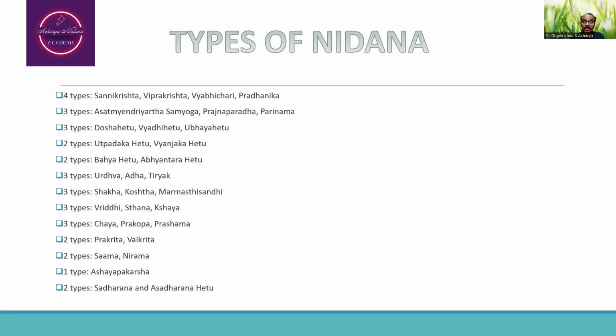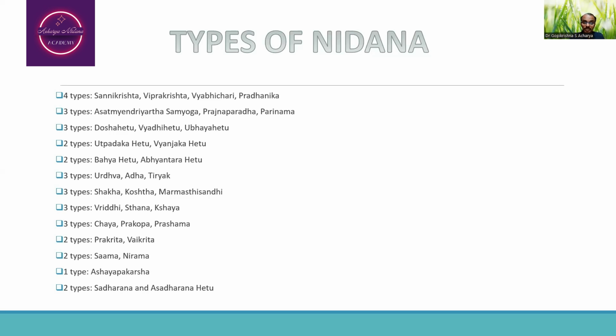3 types: Urdhva, Adha, and Tiryak. 3 types: Shaka, Koshtha, and Marmasthi Sandhi. 3 types: Vriddhi, Sthana, and Kshaya. 3 types: Chaya, Prakopa, and Prashama. 2 types: Prakrita and Vaikrita. 2 types: Sama and Nirama. 1 type: Ashaya Apakarsha. And 2 types: Sadharana and Asadharana Hetu.